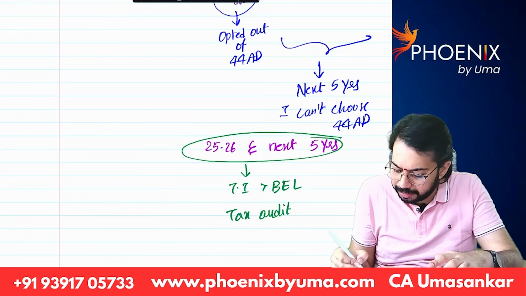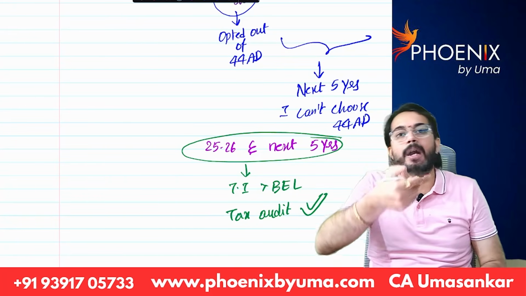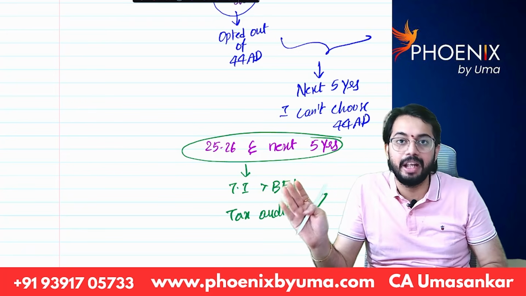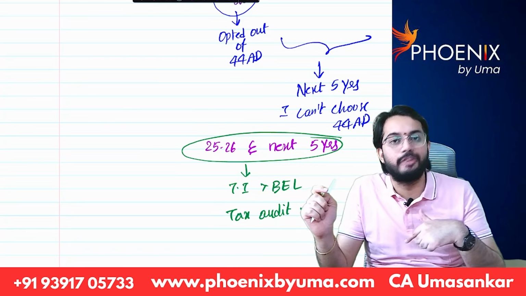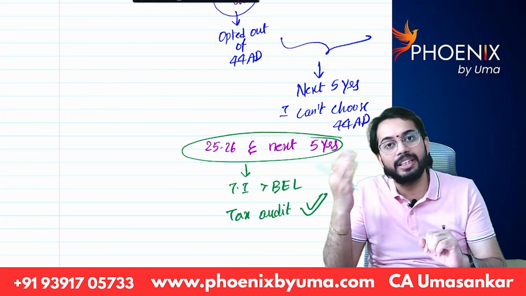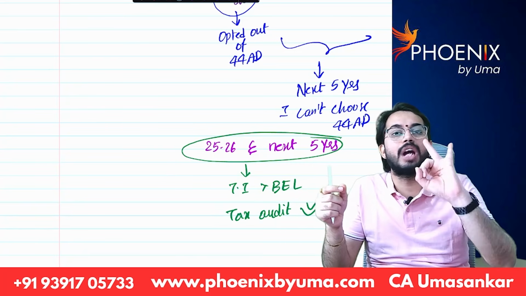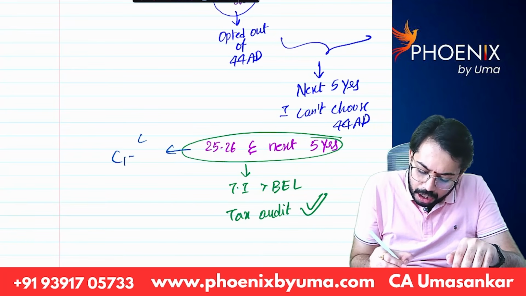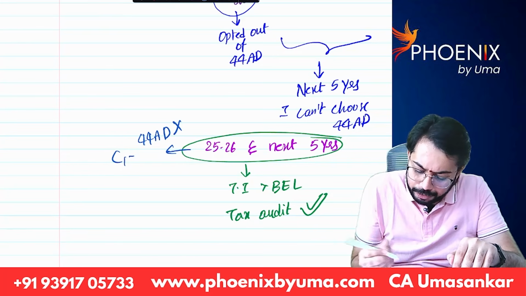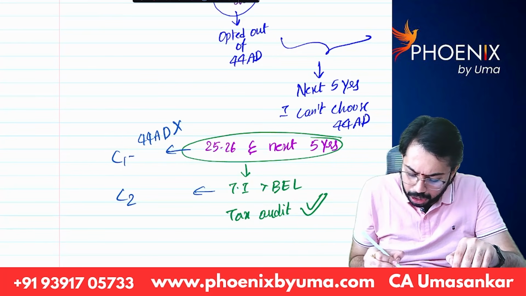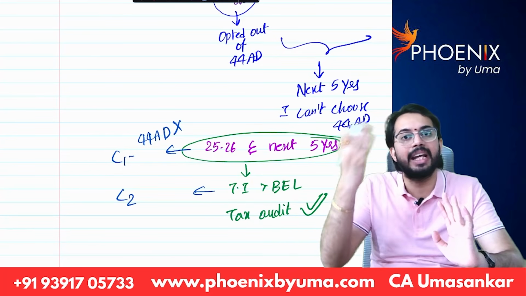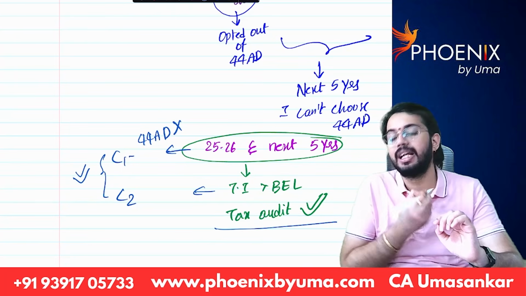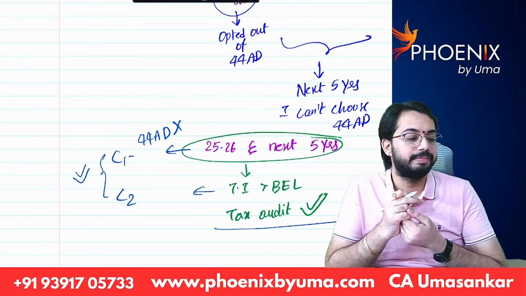Are you able to understand? So once you come out of 44AD, for the next 5 years you cannot choose 44AD. The year in which you came out of 44AD, that year and the next 5 years, in those years two conditions are required to be satisfied. Condition 1, you cannot choose 44AD. Condition 2, total income should be greater than basic exemption limit. If these two conditions are satisfied, then tax audit is applicable. Are you able to understand?